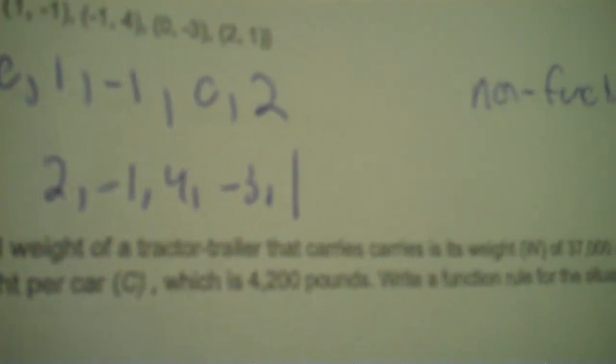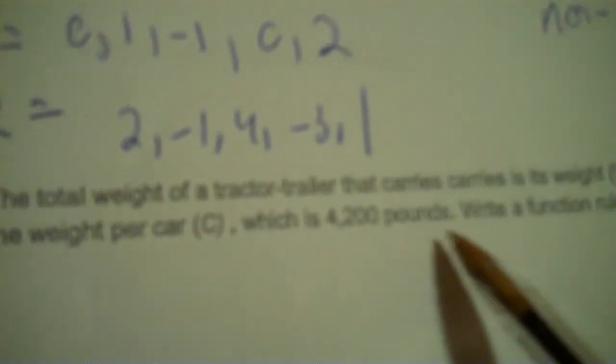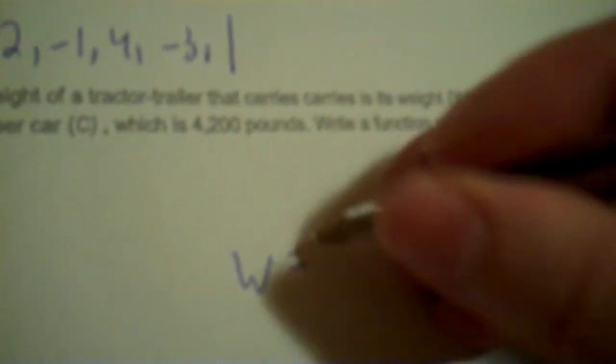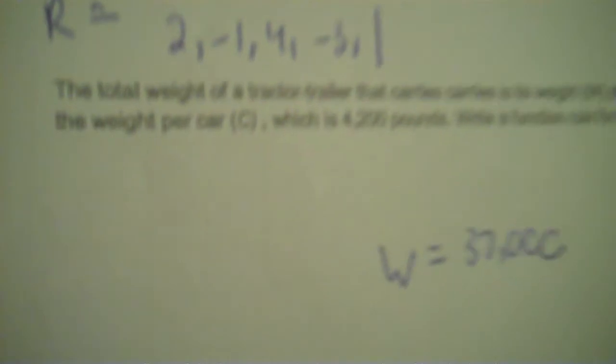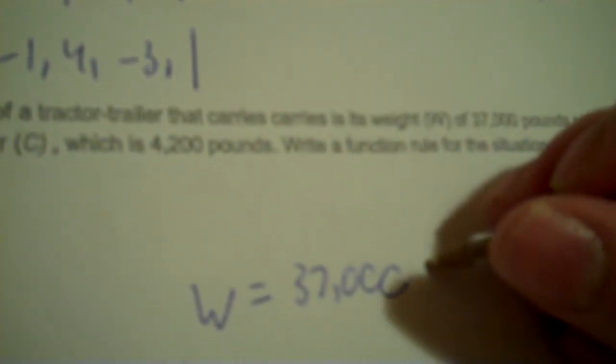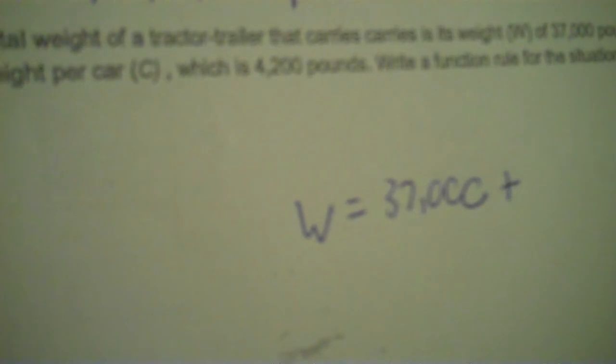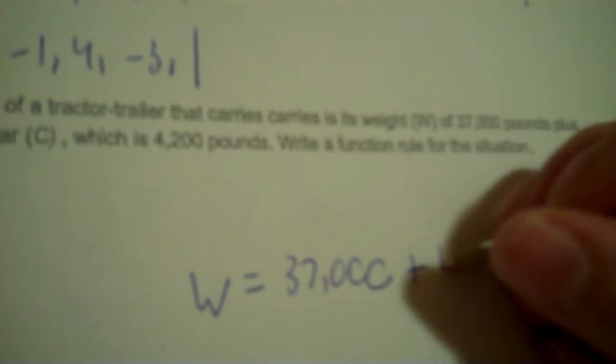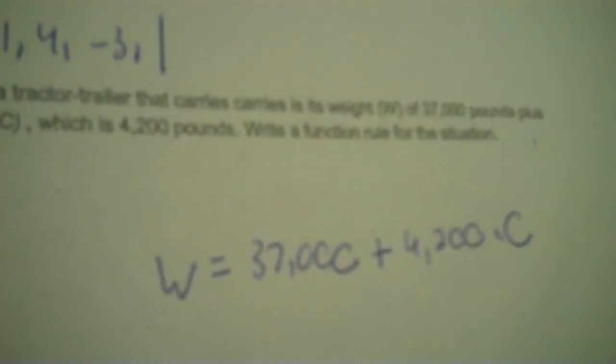Then you're writing a function from a sentence. The total weight of a tractor trailer is its own weight of 37,000 pounds plus the weight per car, which is 4,200 pounds. Write a function rule for the situation. Usually from a paragraph you'd start with W for the weight. The beginning amount would be 37,000, and then plus. Sometimes it's plus, sometimes minus, so read the problem. The weight per car is 4,200 pounds, so it's 4,200 times C, because it's every car.